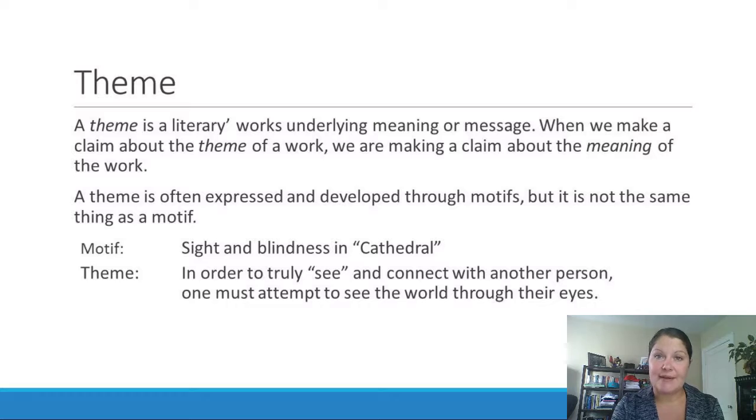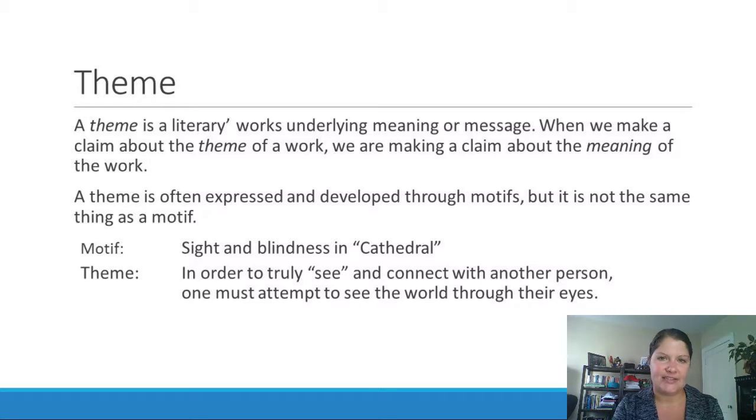The next term I'll talk about is theme. A theme is a literary work's underlying meaning or message. When we make a claim about the theme of a work, we're making a claim about the meaning of the work. And as I said earlier, a theme is not the same as a motif. However, a theme is often expressed and developed through motifs. So the two are related, but they're not the same thing.